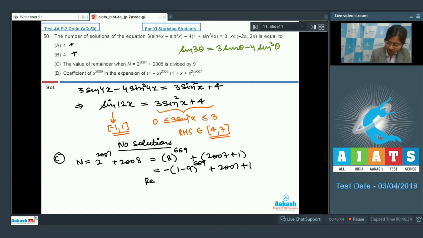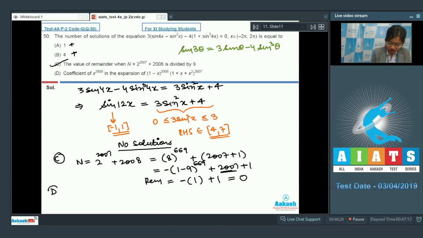Now let's find the remainder. When this is divided by 9, it will be equal to minus of 1. And the next terms, if we expand through binomial expansion, will all be multiples of 9. So from here we will get minus 1 plus, also 2007 is a multiple of 9. So from here we will get 0 plus 1. So the remainder is equal to 0. So option number C is the correct answer.